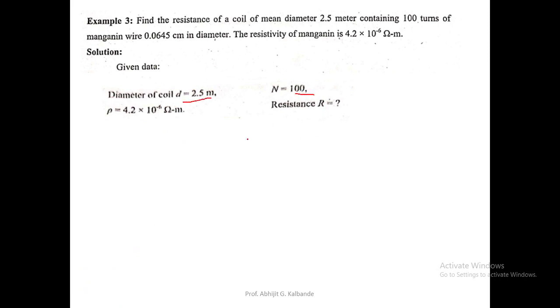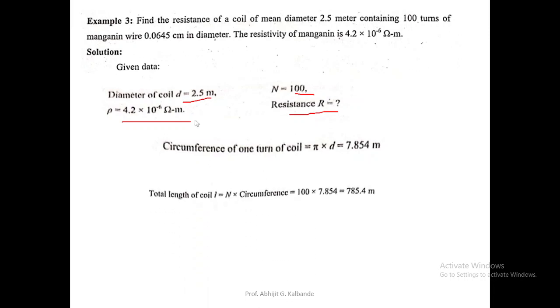Then the number of turns is given, then the resistivity is given. We have to find the resistance. Before going to that, first we calculate the circumference of a turn of the coil by using the formula pi d. After finding the circumference, the number of turns is given, but the direct length of the coil is not given. So for that purpose, the length of the coil is the number of turns into the circumference.